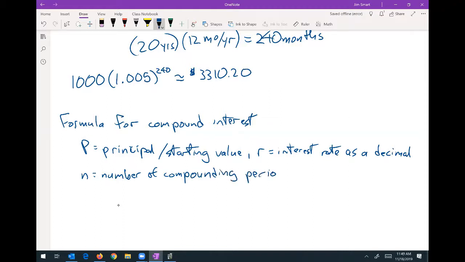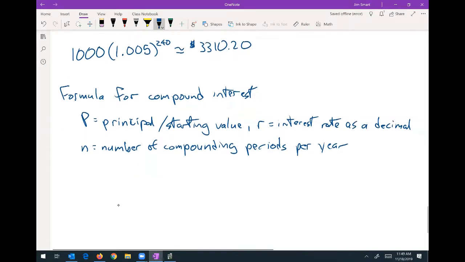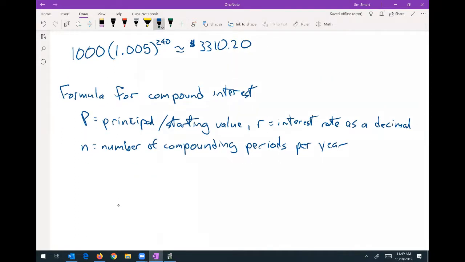I think that's everything I need to define. All right, so in this case, that was 12 because I had 12 months per year. And so here's what it is. A of T, the amount after T years, would be your principal, and then I took 1, but this time instead of adding the R to it, I divided the R by the number of compounding periods. I divided the R by 12, and then I added it to 1.